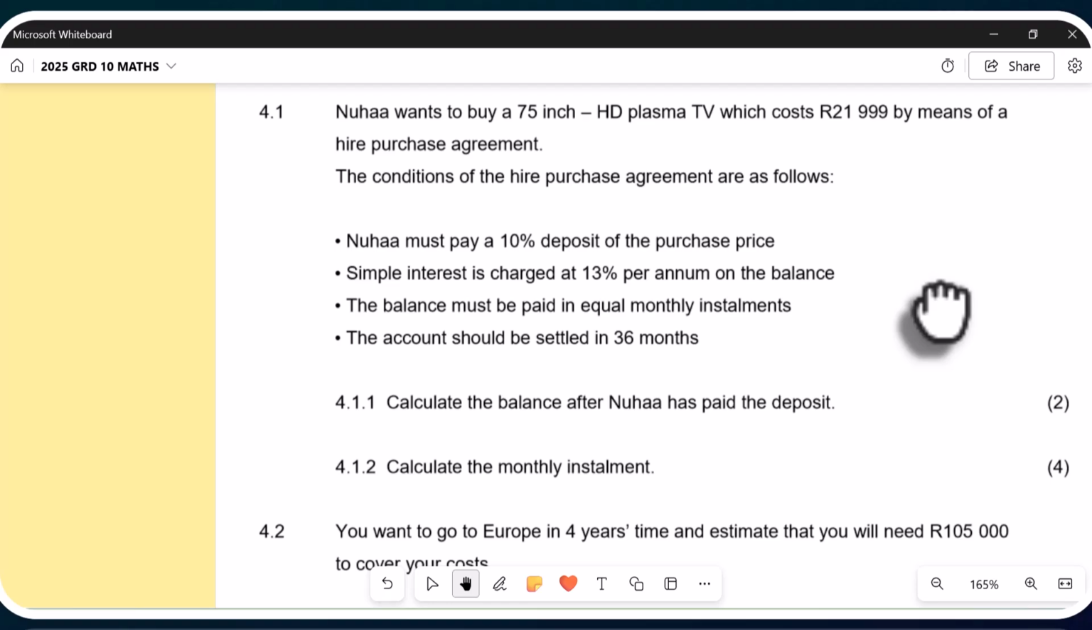Don't forget the power. Calculate the balance after the deposit. Yes, so 7, it's 2%. 1 3. That is it.